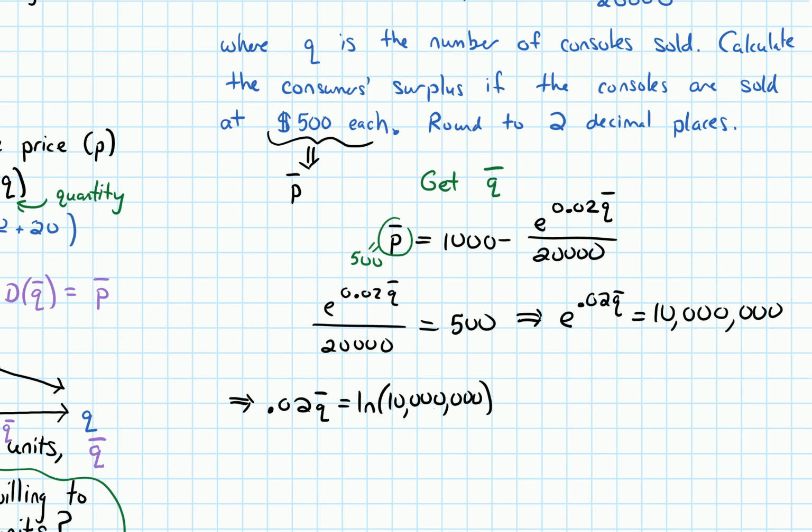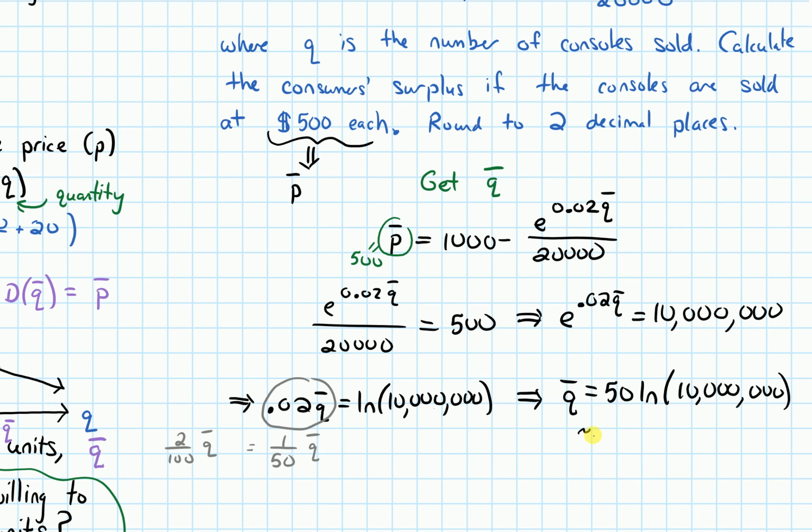Now we're ready to get that Q bar by itself. One simplification I'm going to make is to rewrite 0.02 as a fraction, 1 over 50. So we get 1 over 50 Q bar. It's 1 over 50 because technically 0.02 is 2 over 100, and 2 over 100 is 1 over 50. Now I'll multiply both sides by 50 to get Q bar equal to 50 times ln of 10 million. A lot of zeros. I'm going to plug this into a calculator.